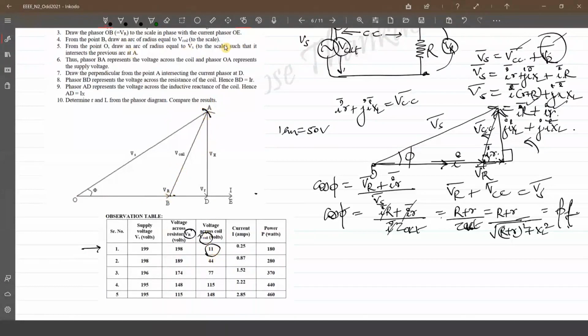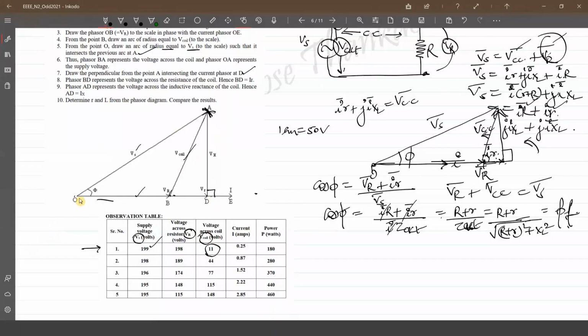Fine. From point O, draw an arc of radius Vs. This we know is Vs. Vs is already measured here, 199. Again measure this and draw another arc. So one arc is like this and the other arc is like this. You will get the point A. So BA you can join, and that is V coil. So VR is known to you, Vs is known to you, V coil is known to you. Fine. Now from point A, you can draw a perpendicular to this line that will meet here at D.